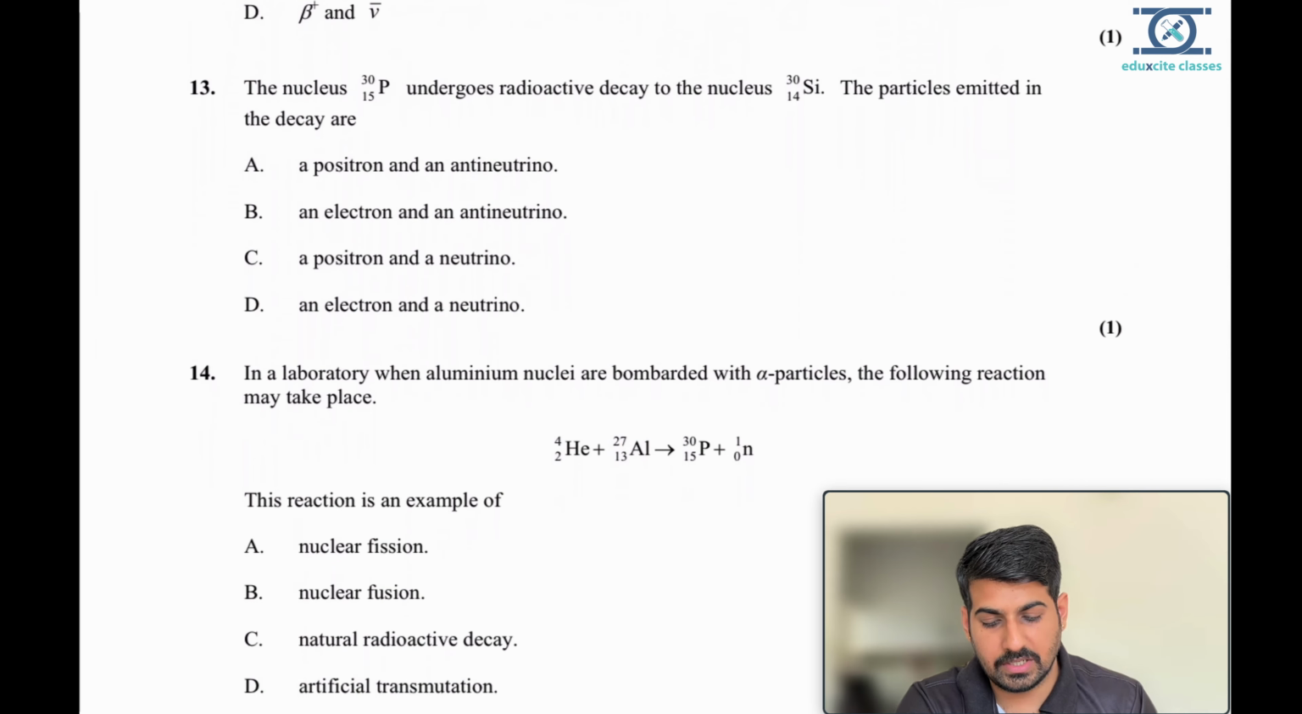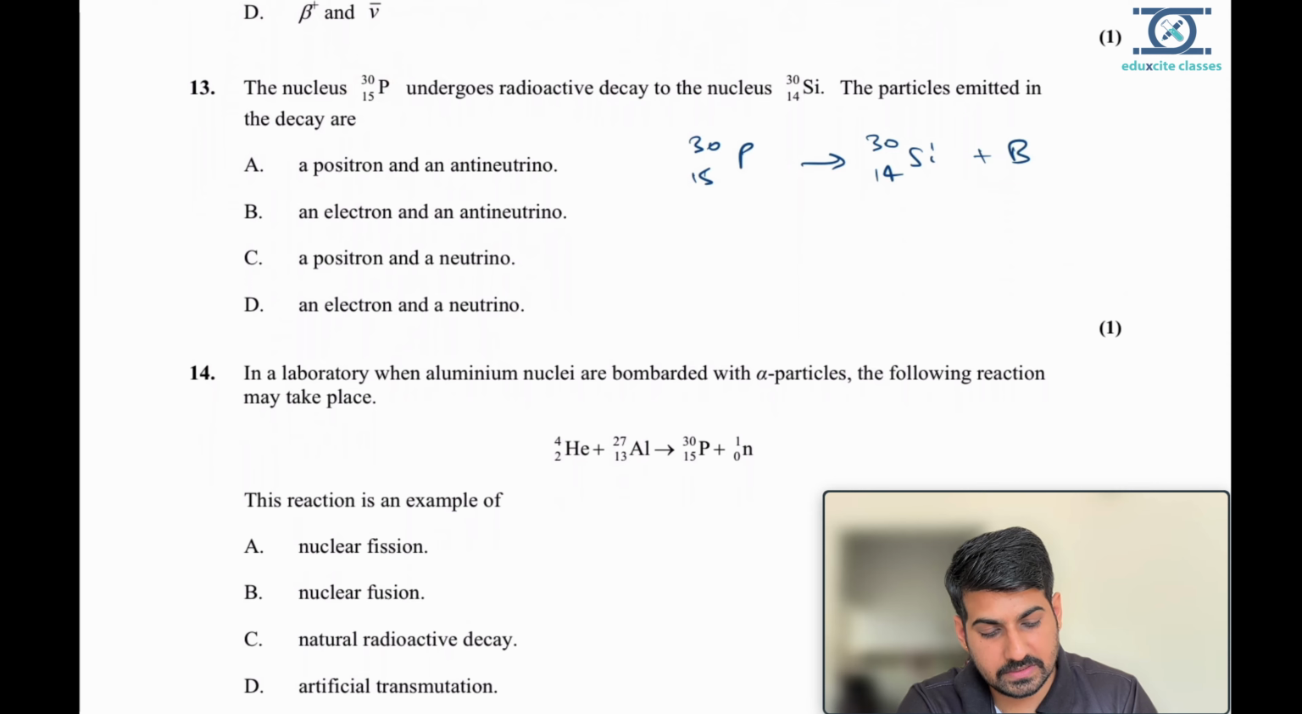Now question number 13 again. It is similar. This is a nucleus phosphorus-30, 15P, which undergoes decay to form silicon-30, 14. Again it is a decrement, so there will be beta plus emitted, a positron with a neutrino. So again a positron and a neutrino. Option C will be the right one.